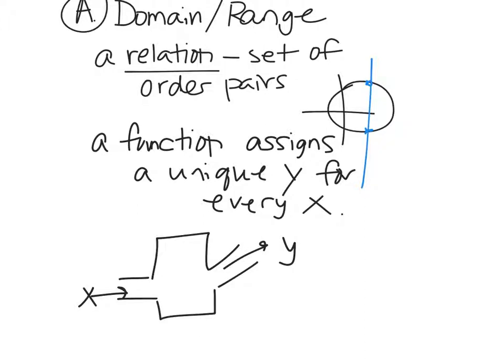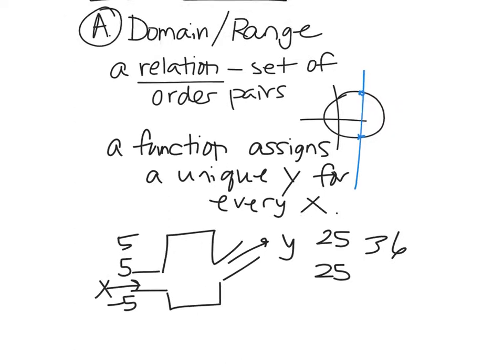Like if you plug in 5 and you get 25, right. But if you plug in -5, you still get 25. But if you plug 5 back in, it's not going to spit out 36. It's not going to give you two numbers for that one 5. Okay? So we're good. All right, so that's a function.